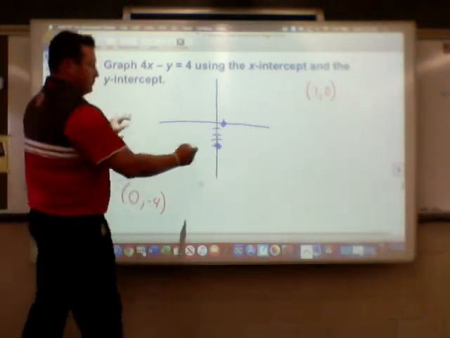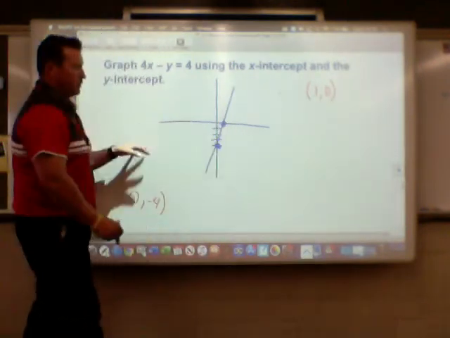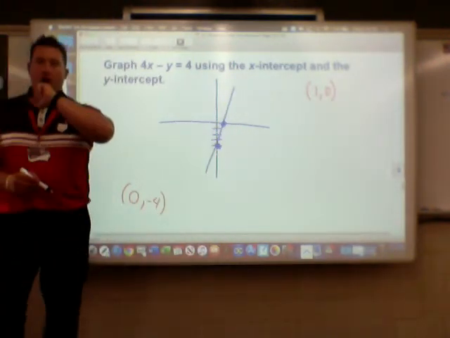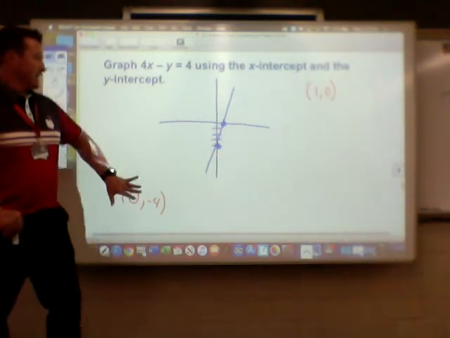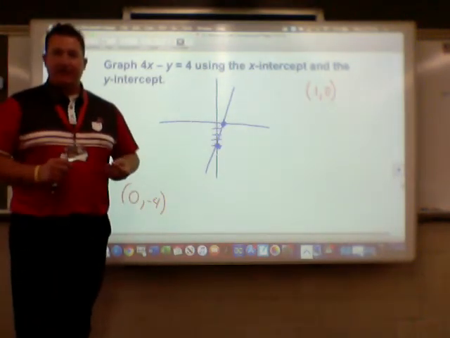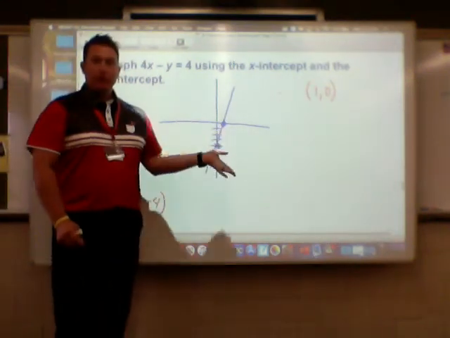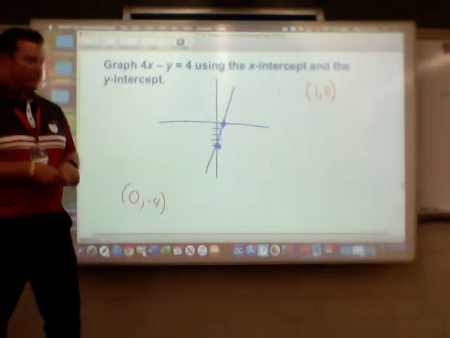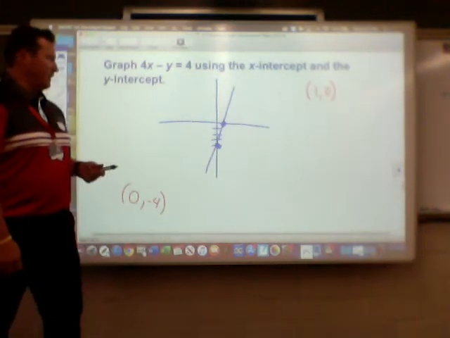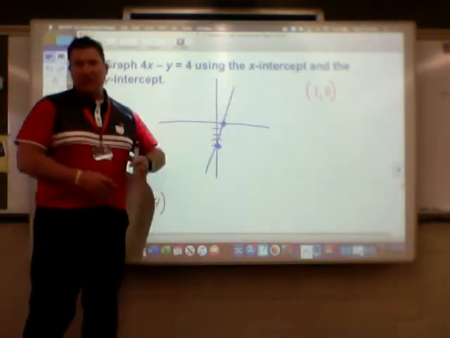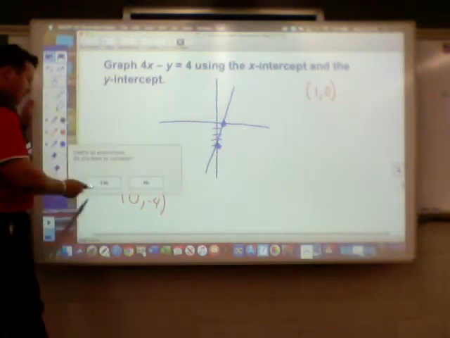Draw a line between them. Awesome. Good to go. All done. So that's how I can easily find the intercepts. And once I have them, boom, draw my line. I don't have to do any more work than that. I know that line looks like it's going uphill, kind of steep to me.